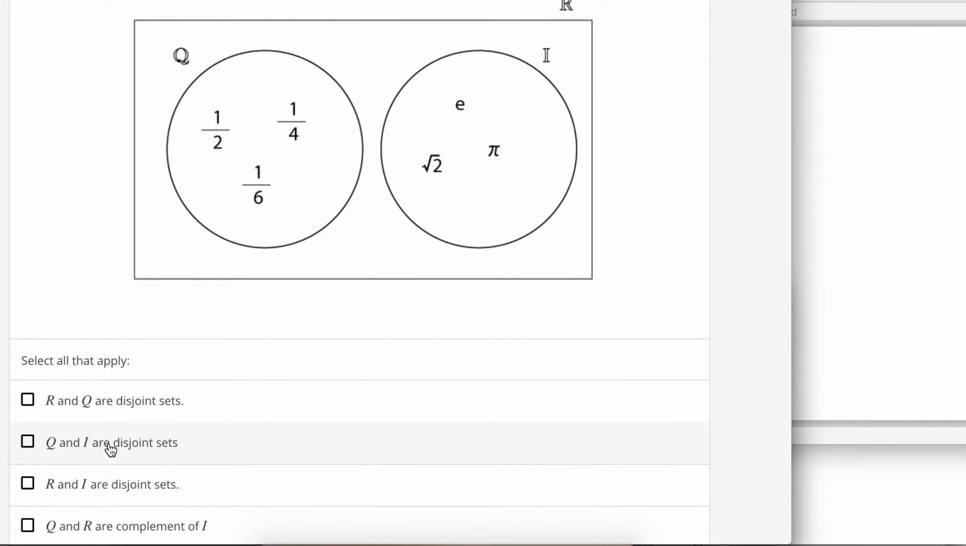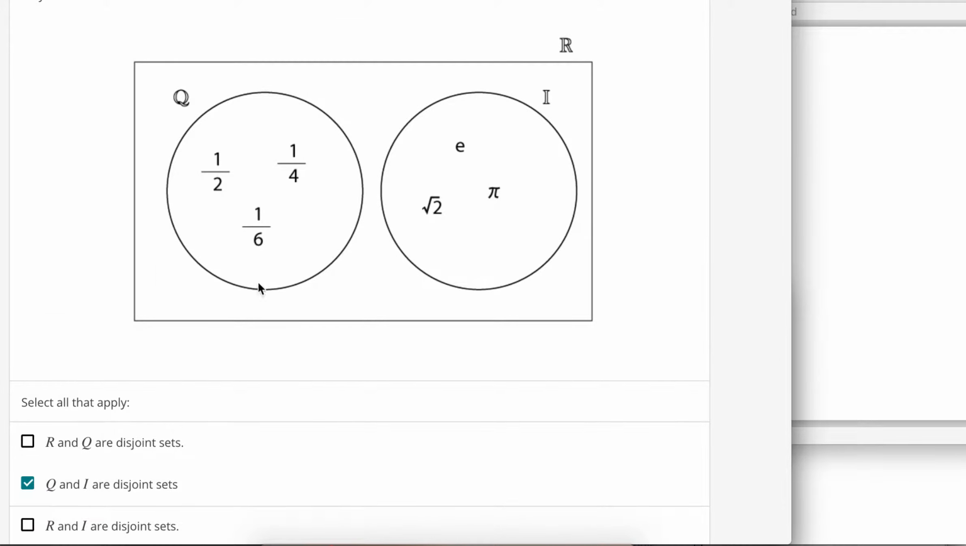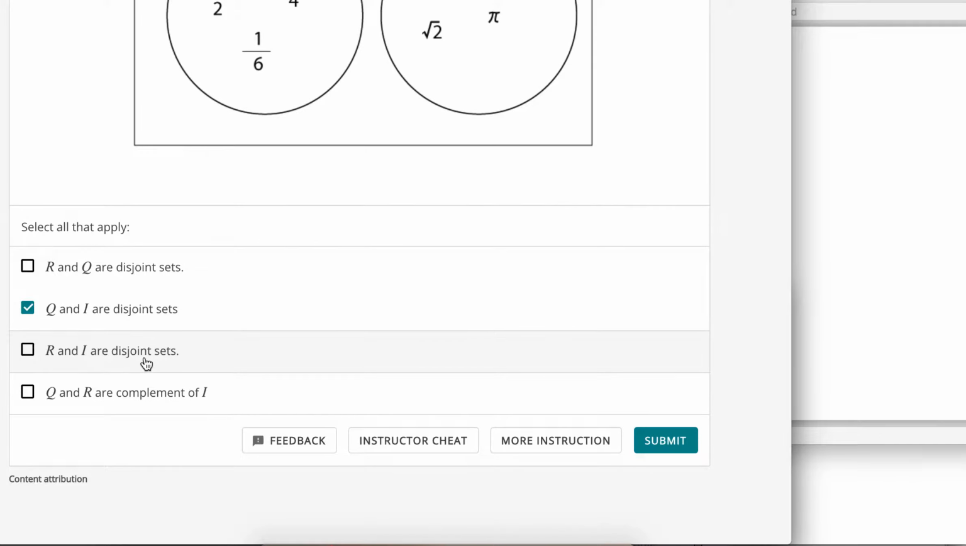Q and I, the rational and the irrational sets are disjoint. That is true because they don't cross with one another. They don't share numbers. The set of real numbers and the irrational numbers are disjoint sets. That would be true if the real numbers, which is this entire box, never crosses with the rational numbers, and that's not. So they do cross. That's not a true statement.